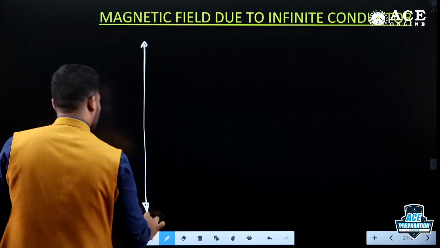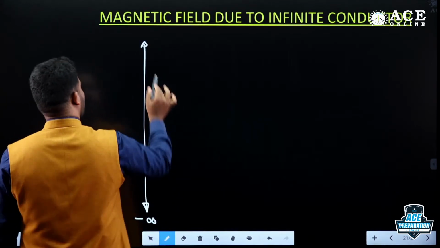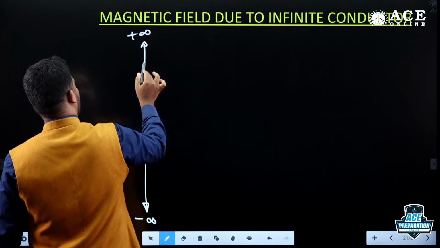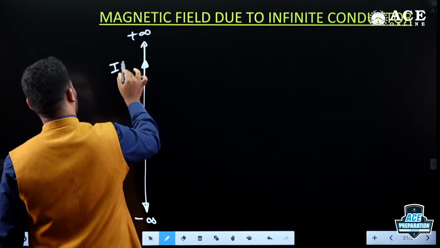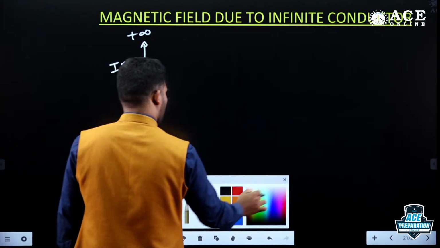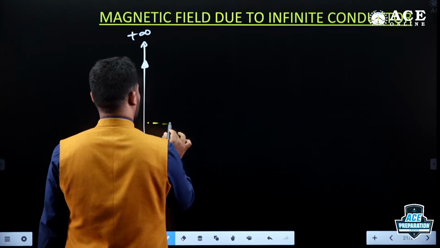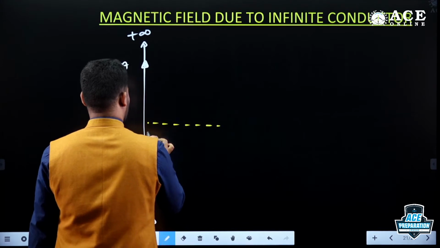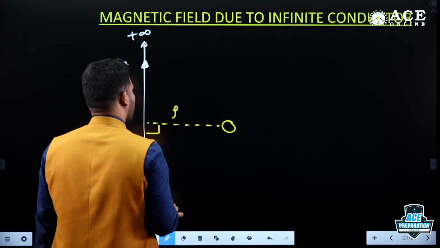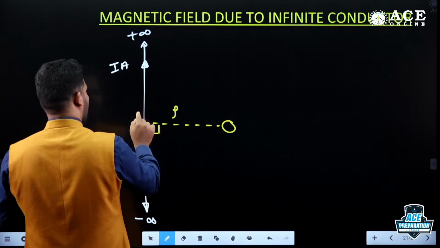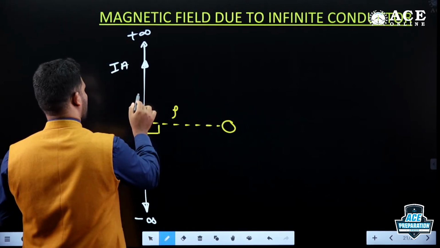These arrows are showing that it is extending up to infinity, minus infinity to plus infinity. How much current is flowing? Some I amperes current is flowing. I want to find out the magnetic field here at a distance of rho. So if the current is flowing like this, there is a magnetic field around this.